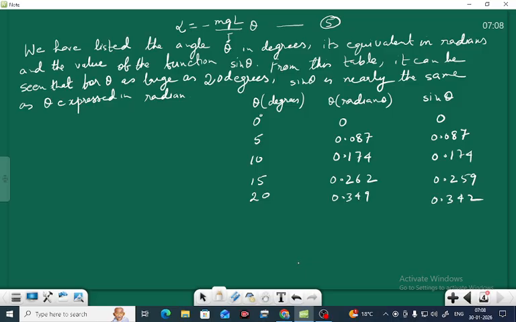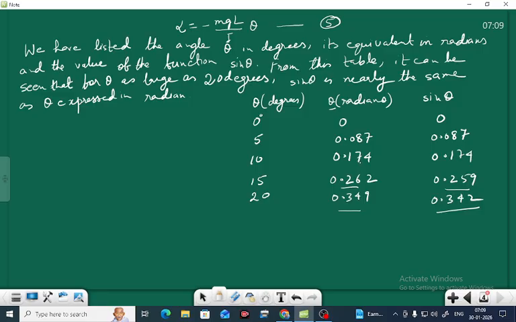So what we find here is that for theta as large as 20 degrees, sin theta is nearly the same as theta in radians. 0.087 and 0.087, 0.174 and 0.174, 0.262 and 0.259, 0.349 and 0.342, nearly the same. So sin theta is nearly the same as theta here.